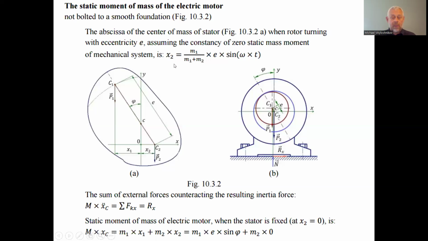We got it. So the next is what is the force Rx? Rx, the force, horizontal force acting on the bolts, on all bolts together. Just generalize it. Index of the shearing force, the static moment of the mass of electric motor when the starter is fixed by the bolts to the surface, and x has to be equal to 0.